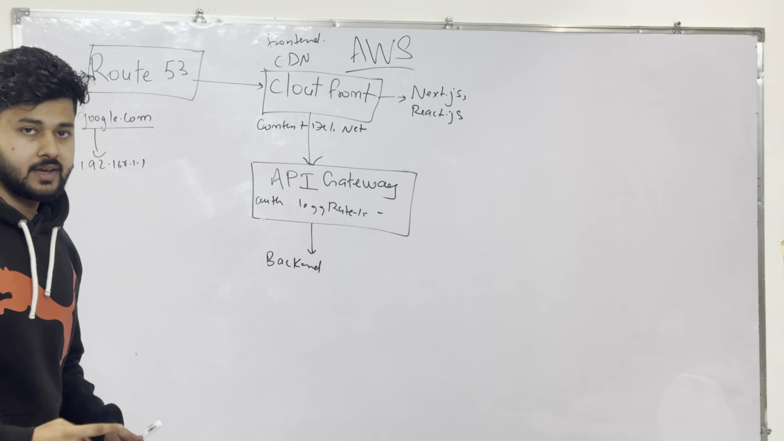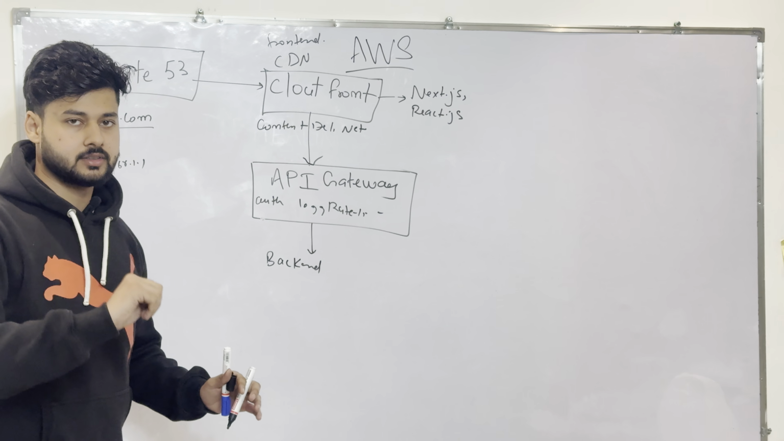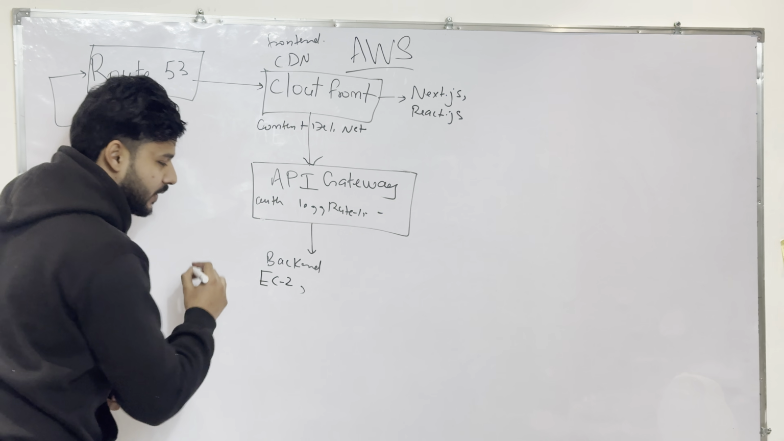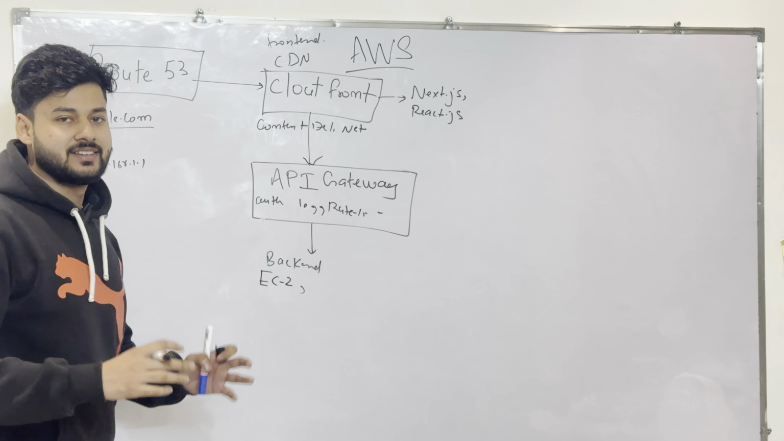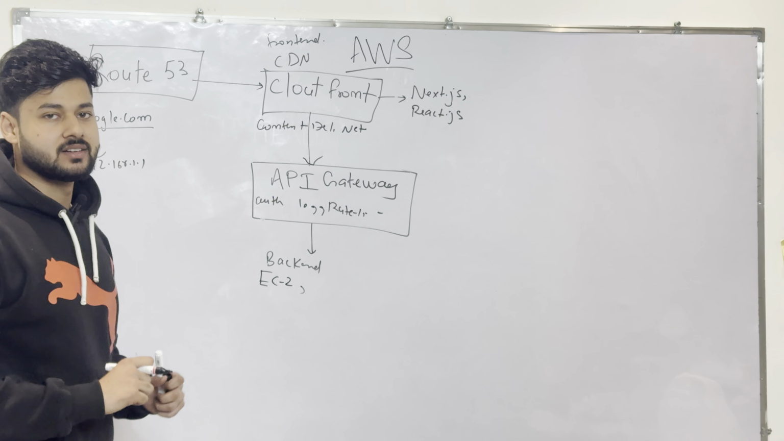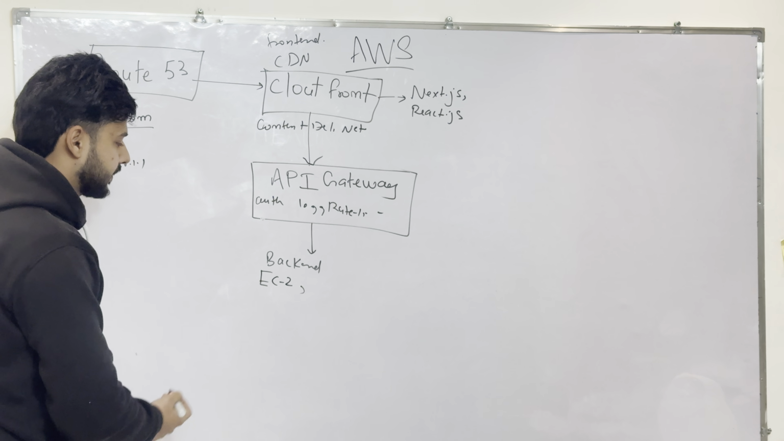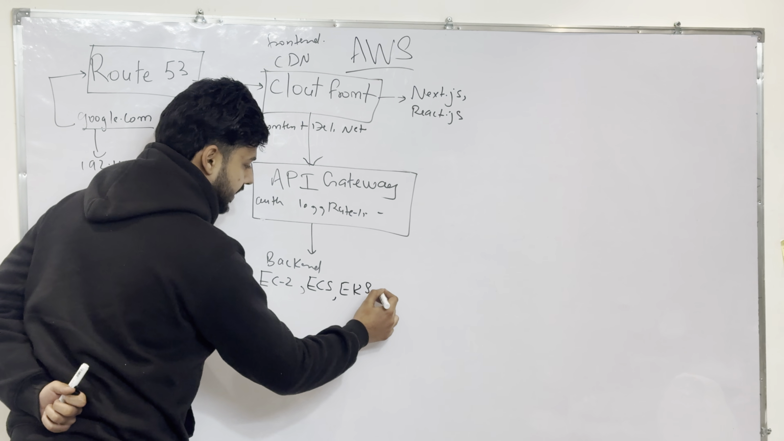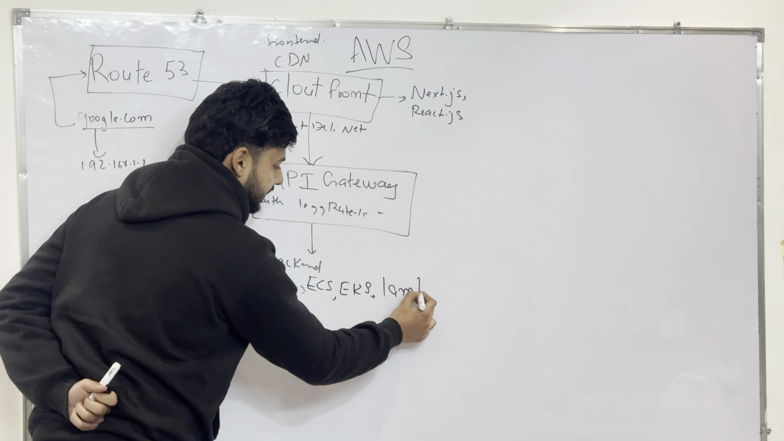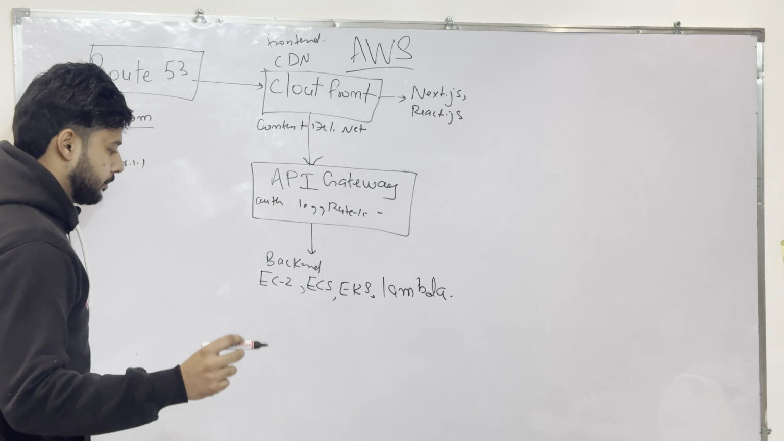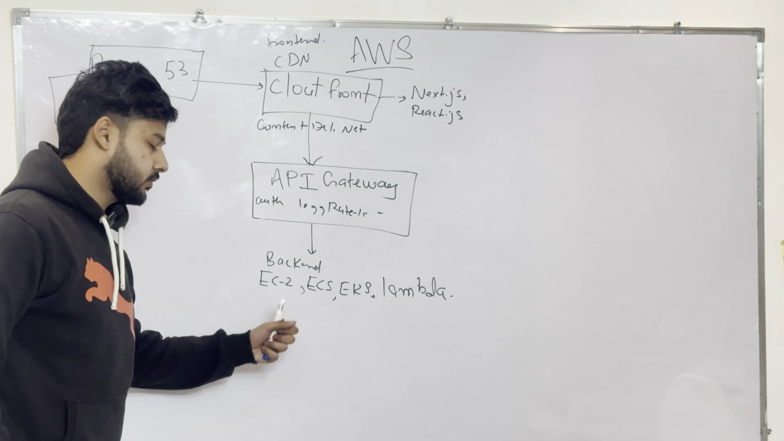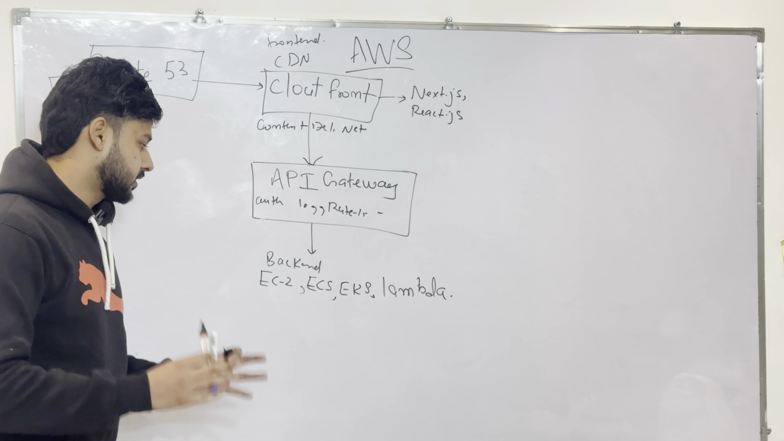Now for the backend, we have four services. The first one is EC2. Everyone has heard of EC2, right? This means Elastic Compute Cloud. Then we have ECS, EKS, and Lambda. As a developer, you must be aware of EC2 and Lambda. Now EC2 is your virtual machine.